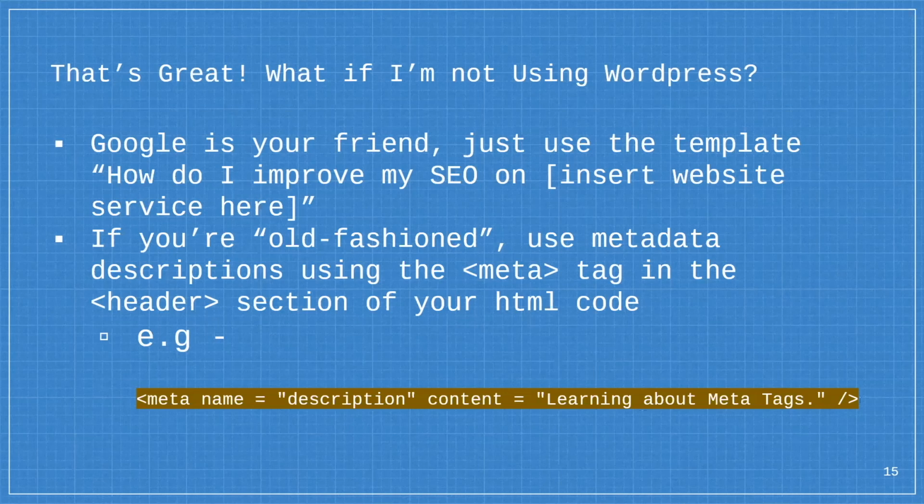I do know that if you're old-fashioned and build your website by hand using HTML and CSS and JavaScript, the way to create metadata descriptions, like you saw me do earlier, was to use a meta tag in the header section of your HTML code. I have it highlighted down here below: meta, which starts the tag, the title of the metadata description, and then inside that description, what will they see when they look this page up? Whatever you put inside these double quotes here, learning about meta tags, will be what shows up in that search.